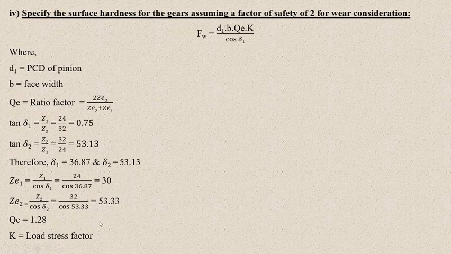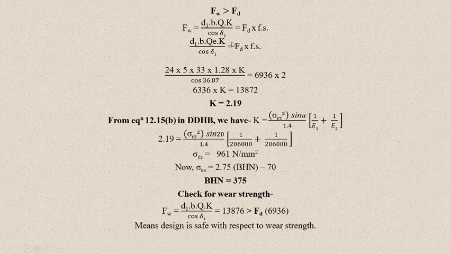Calculate all the parameters and use this equation, that is Fw is equal to Fd into factor of safety, as we are considering factor of safety here. That is why the required equation for the design of bevel gear is Fw equal to Fd into factor of safety. Put all the values and calculate the value of capital K.